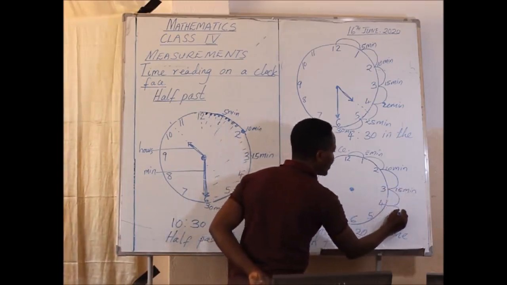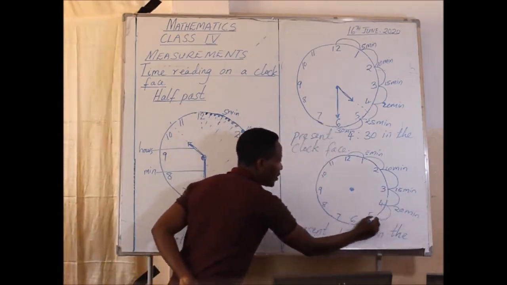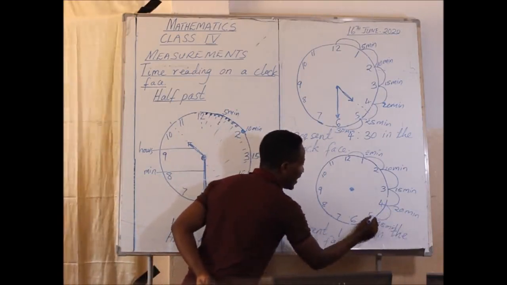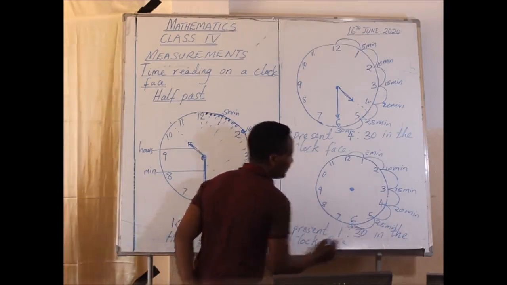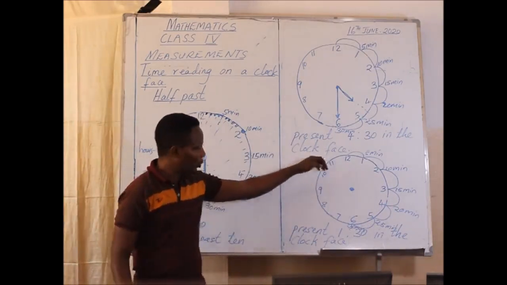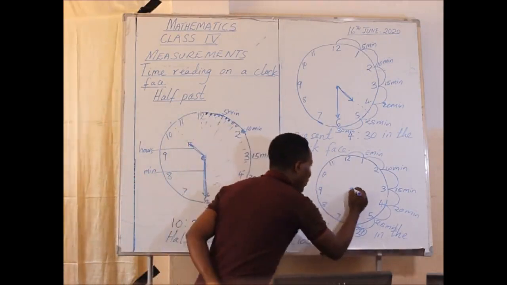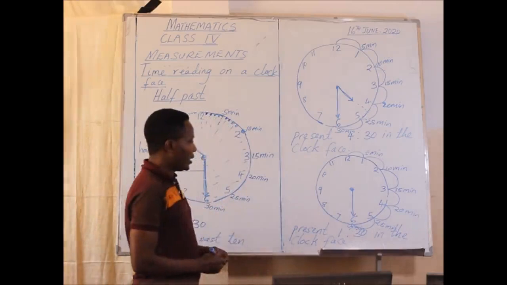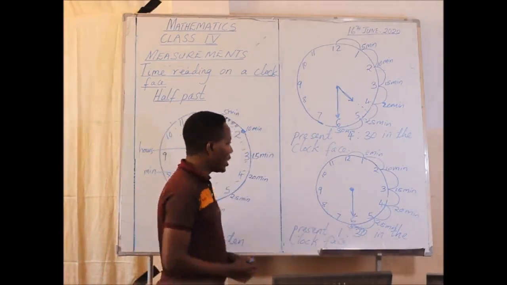At 4, we get 20 minutes. At 5, we get 25 minutes. Whereby at 6, it is exactly 30 minutes. So, the long arm should point at 6. When the long arm points at 6, it shows 30 minutes.